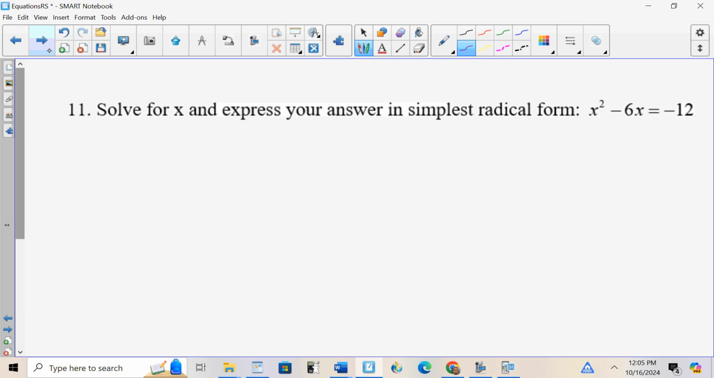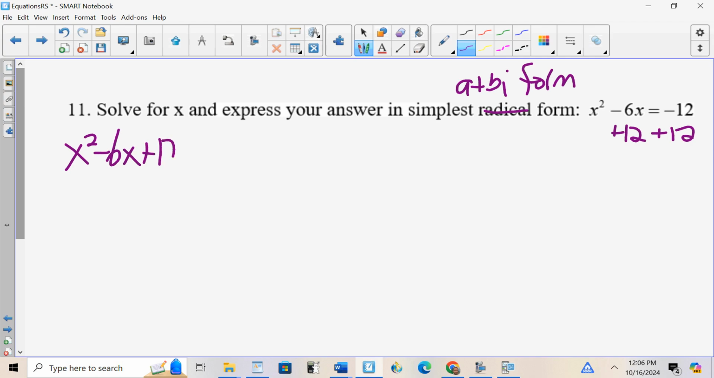Number 11, solve for x and express your answer in simplest radical form. Actually, it should say simplest a plus bi form. Oops. Mr. X squared, he wants to party. Before he can party, all of his friends have to come over. Plus 12, plus 12. X squared minus 6x plus 12 equals 0. Party time. He wants to party with Bubbles.